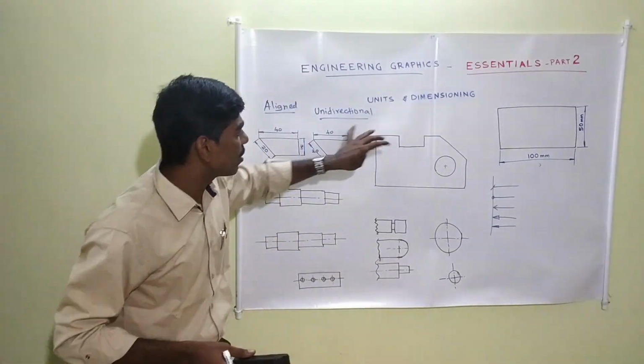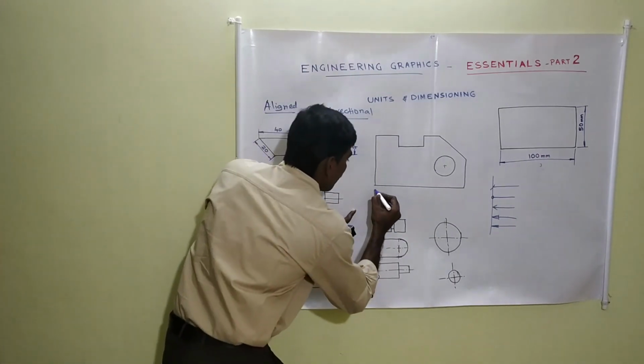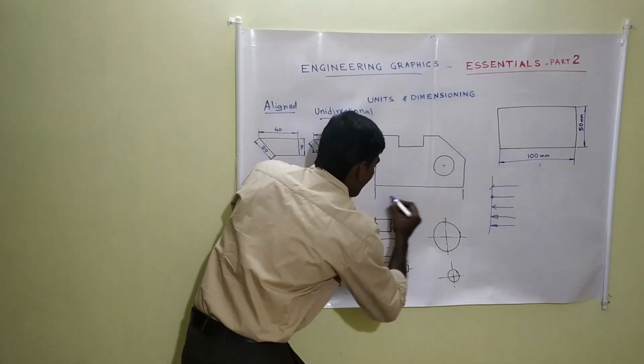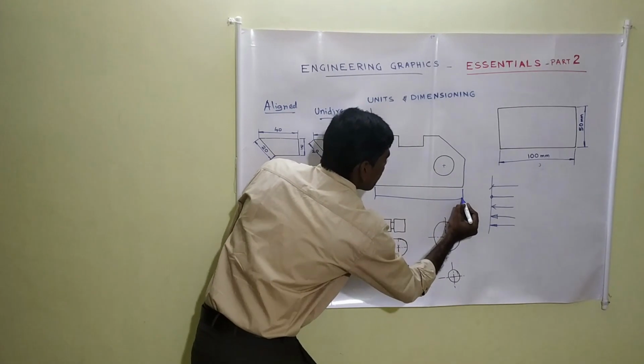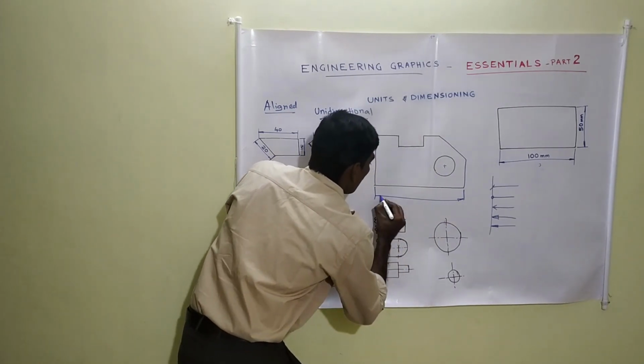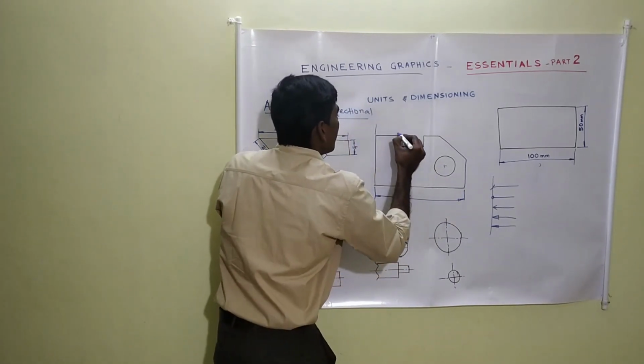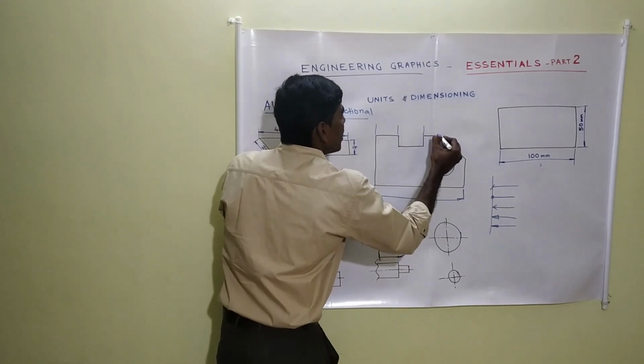Meanwhile, we are going back to this one. Here again, we need to give dimension for all these things. Here again, we can give it like this. And I am adopting aligned dimensioning. I can do this way. I can do this way. I can extend this way.